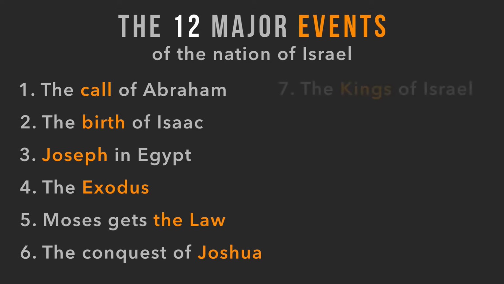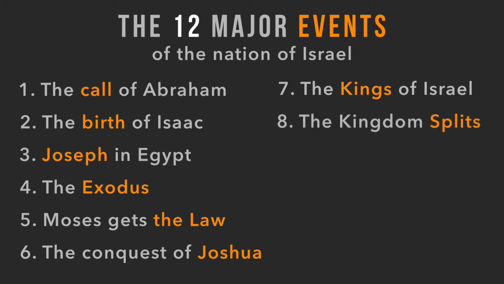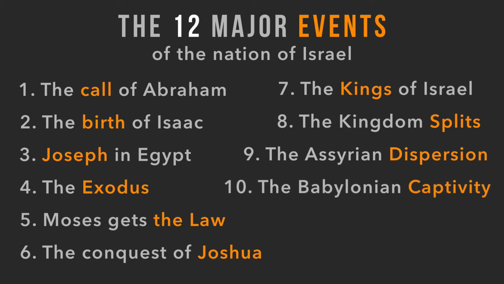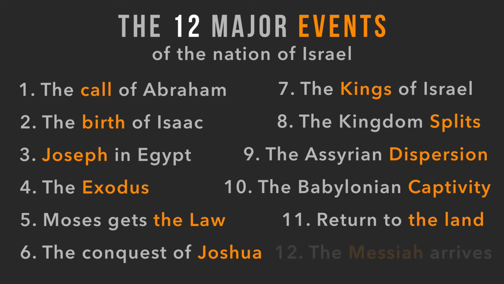So number 7 is the kings of Israel, which we looked at and we're going to continue to look at. Then the kingdom splits, that's number 8, and that is followed by the Assyrian dispersion of northern Israel. That is followed by number 10, the Babylonian captivity, which we're going to look at in this unit, or in this module. Then we have the return to the land, and that, of course, is the event that precedes the culmination of everything, which is the Messiah arrives, the arrival of Jesus of Nazareth.